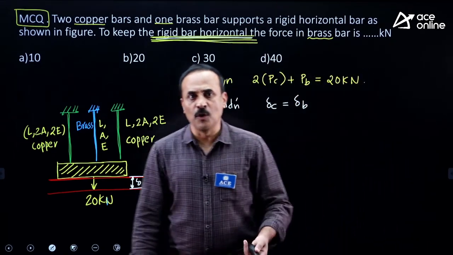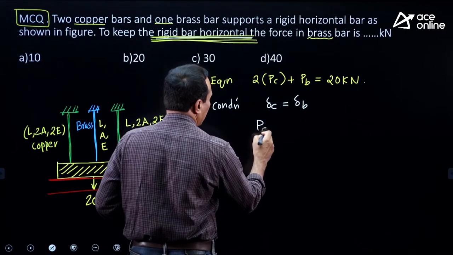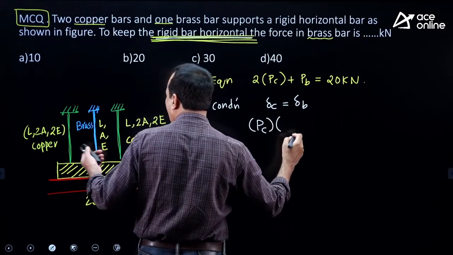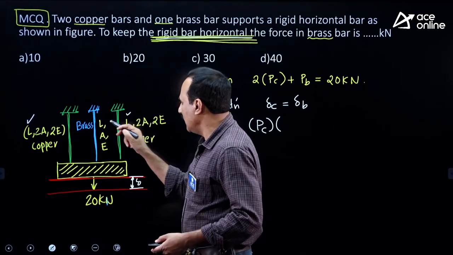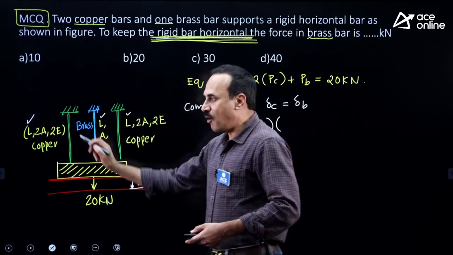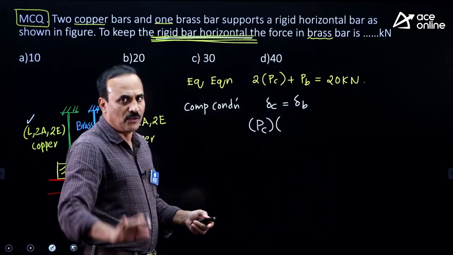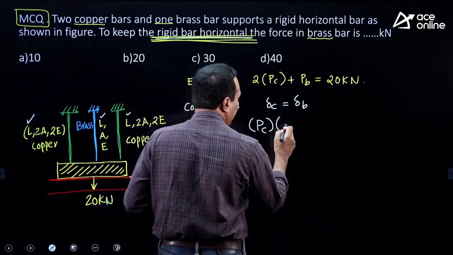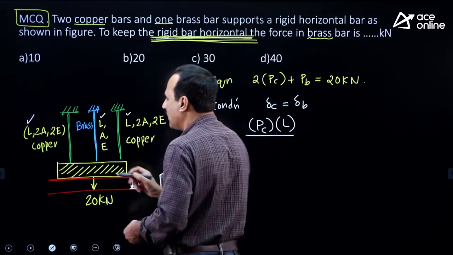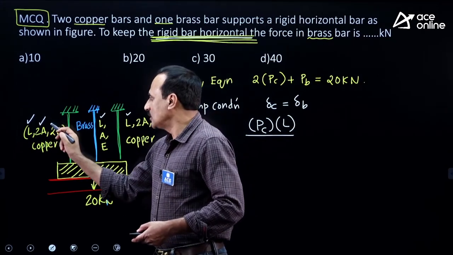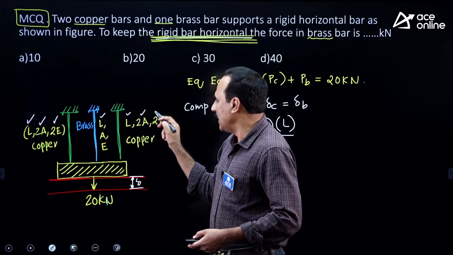Change in length, as you know, is PL upon AE. The length of copper is L, even this copper also L, brass is also given as L. All the bars have equal length initially, finally also they have equal length. So initial length I am taking PL upon area of copper is 2A, Young's modulus of copper is 2E, even here also 2A, 2E.